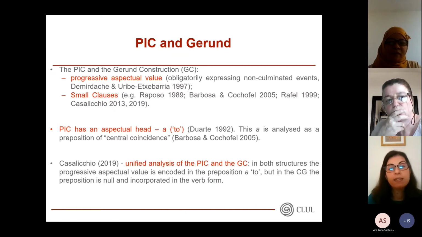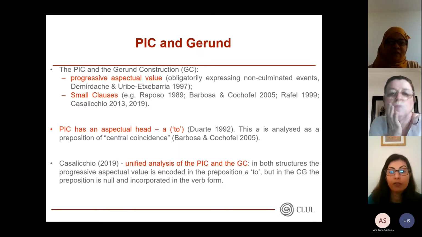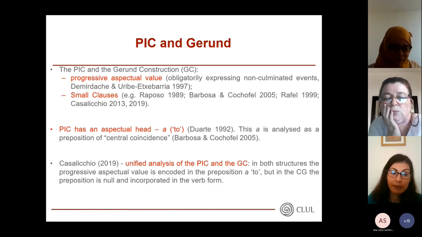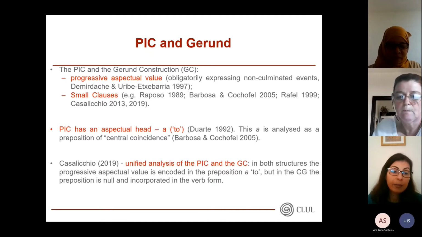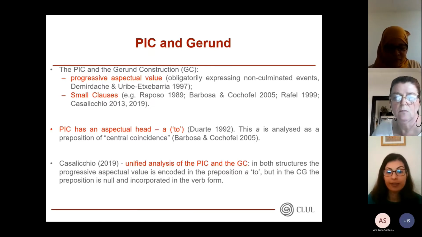Previous analyses of the PIC and the gerund construction have focused on the progressive aspectual value of these two structures, so they express non-culminated events. They are also traditionally analyzed as small clauses. The PIC, as we have seen, has an aspectual head, the preposition a, and this preposition has been analyzed as a preposition of central coincidence.